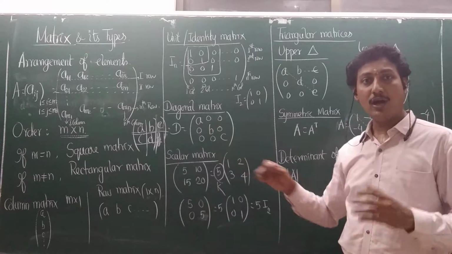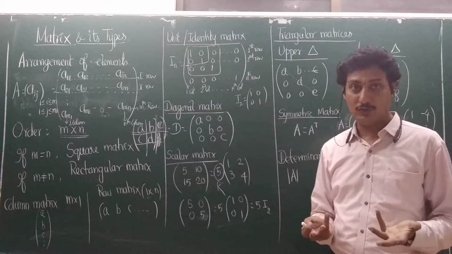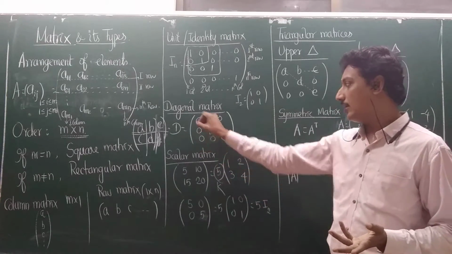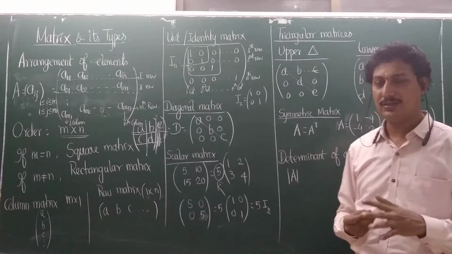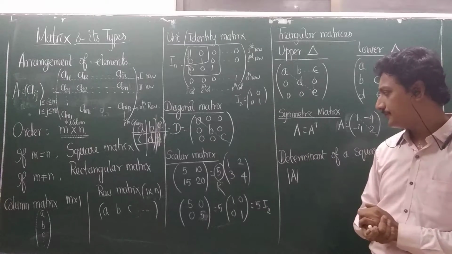In a diagonal matrix, the diagonal elements alone are non-zero, and the others are 0. It is called the diagonal matrix. Any order can extend for any order.